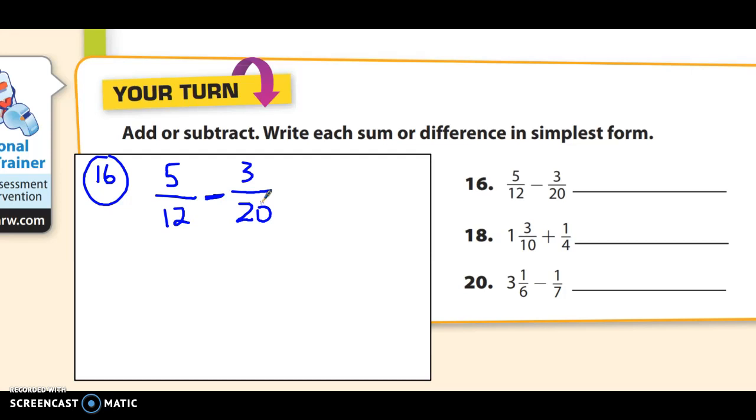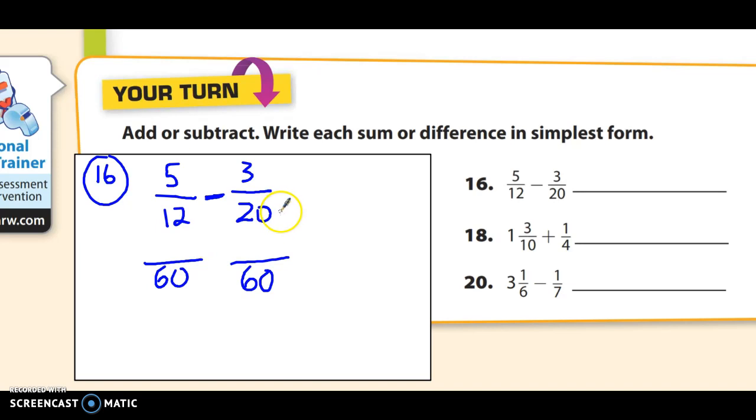20 times 1 is 20. That's not the common denominator. 20 times 2 is 40. That's not the common denominator because 12 does not divide evenly into 40. 20 times 3 is 60. If you look at a multiplication chart, you realize that 60 is a multiple of both 20 and 12. So my denominator will be 60.